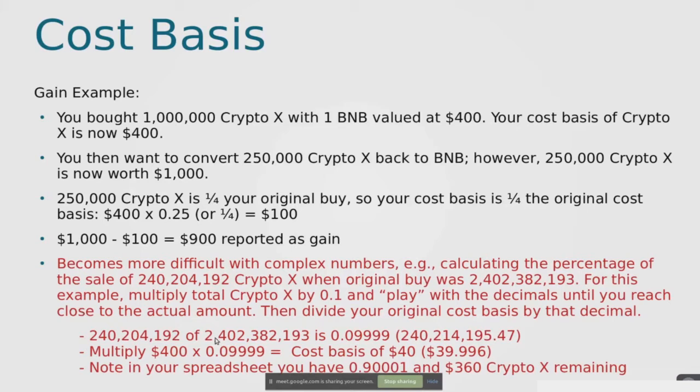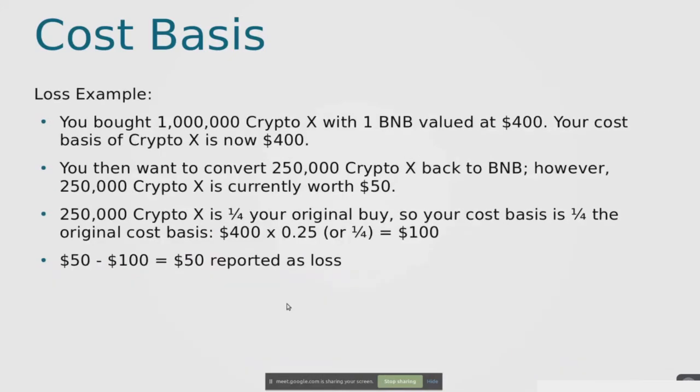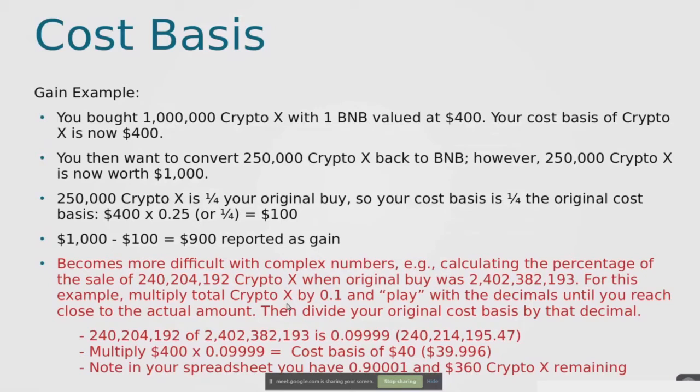This sounds like it would be tedious, but it really only takes about 45 seconds. So I would just take the total here, that looks awfully similar to the amount that I'm selling. I multiply it by 0.1, mess around with the decimals a little bit, and I can get really close to that, 240,214,000, and work with that number.